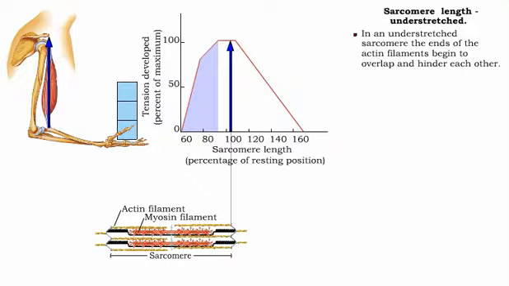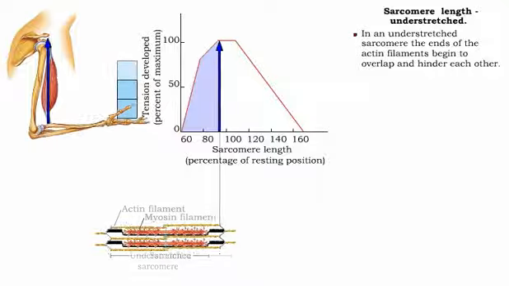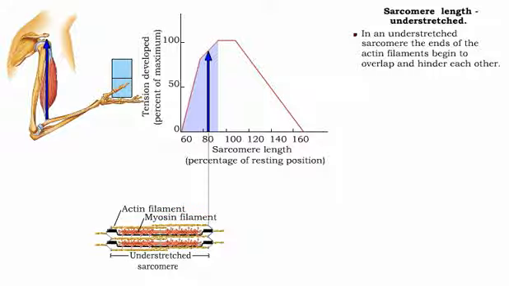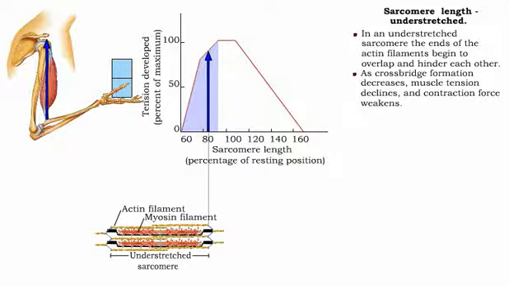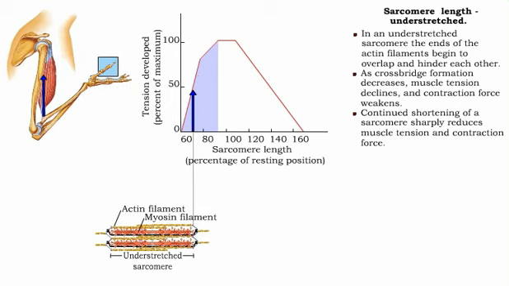In an understretched sarcomere, the ends of the actin filaments reach beyond the midpoints of the myosin filaments toward myosin heads that face in the wrong direction. This hampers the potential for crossbridges, reduces muscle tension, and weakens contraction force. If the length of a sarcomere shortens further, the thick filaments collide with the Z-discs and distort. Muscle tension and contraction force drop sharply.